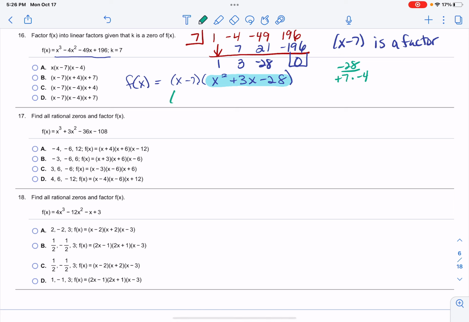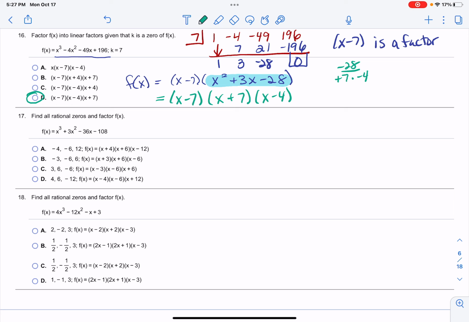So our factors are x minus 7, x plus 7, and x minus 4. And they could be in any order. So we're going to choose D for our answer. For number 17, we want to find all rational zeros and factor f of x. Now it would be nice if they told us what one of those zeros is.